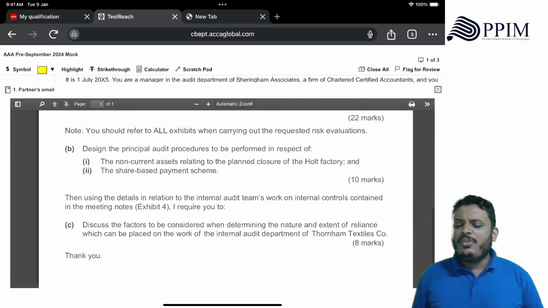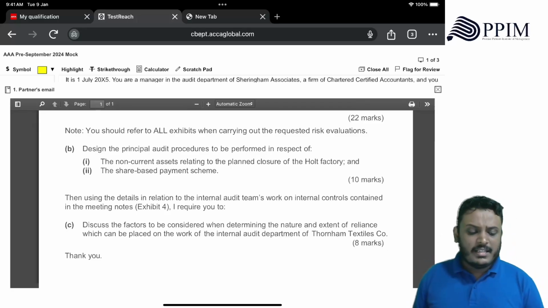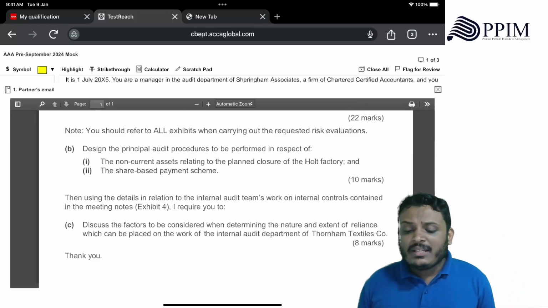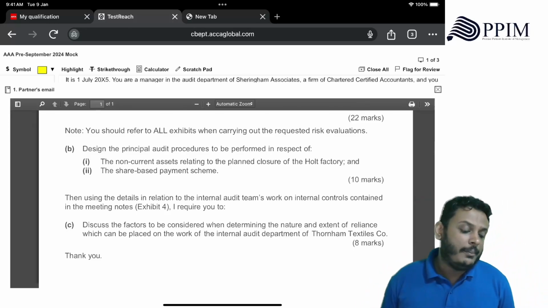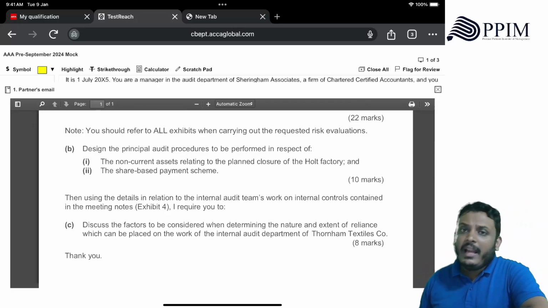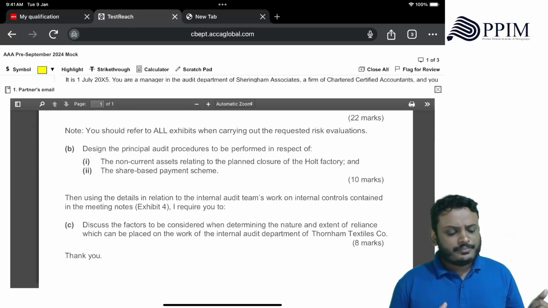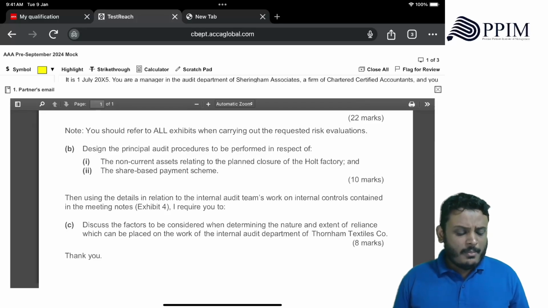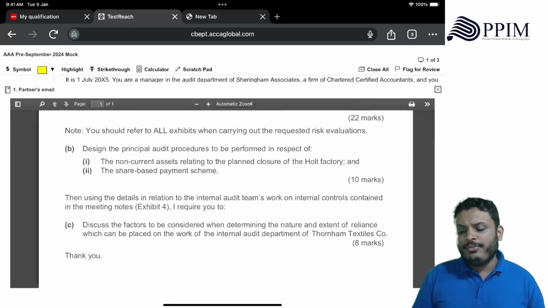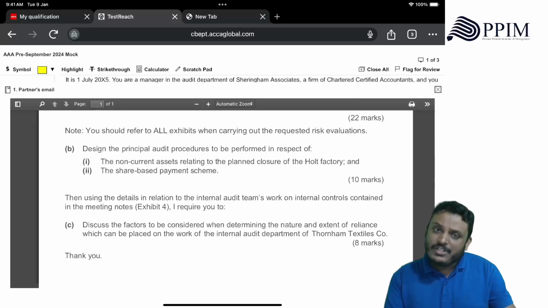Then, using the details in relation to the internal audit teamwork and internal controls contained in the meeting notes, that is exhibit number 4, I require you to discuss the factors considered in determining the nature and extent of reliance to be placed on the work of the internal audit team. So we might study under audit evidence, relying on the work of others. Under that, we might discuss relying on the work of an expert. There are two types of expert: management expert and auditor's expert. And relying on the work of internal auditor and relying on the work of service organization.